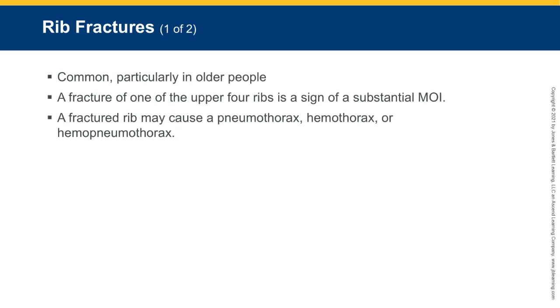Rib fractures are common, especially in older adults. A fracture of one of the upper four ribs suggests a significant mechanism of injury. These fractures can cause complications such as pneumothorax, hemothorax, or hemopneumothorax.